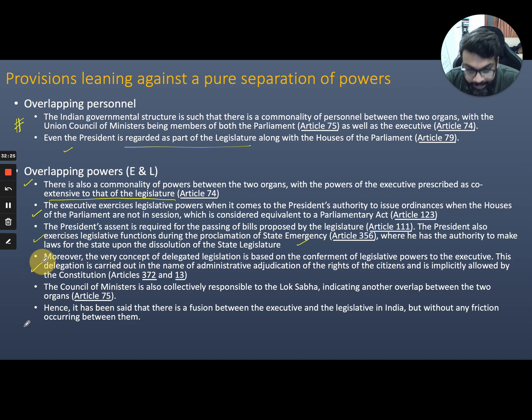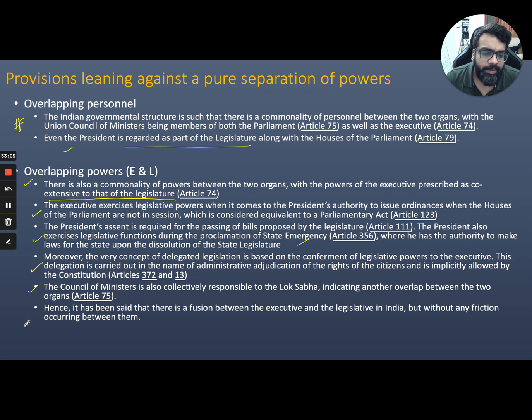And the very idea of delegated legislation is actually based on the conferment of legislative powers to the executive. Now, this delegated legislation is always carried out under the larger context of administrative law, and Article 372 and Article 13 allow for this to exist in the first place. And this happens when you want the executive to essentially favor the rights of the citizens and also uphold the constitutional values by creating certain rules, creating certain orders which uphold the very values which have been enshrined in the constitution in the first place.